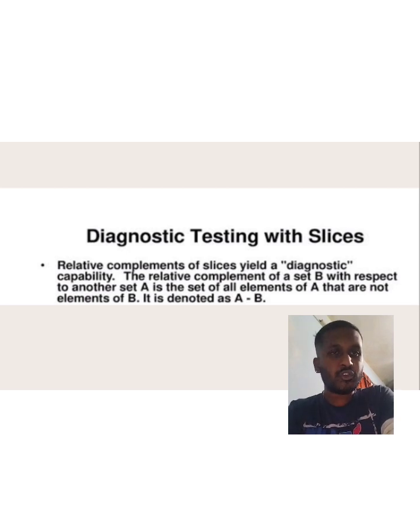Diagnostic testing with slices. Relative complements of slices yield a diagnostic capability. The relative complement of a set B with respect to another set A is the set of all elements of A that are not elements of B. It is denoted as A minus B.